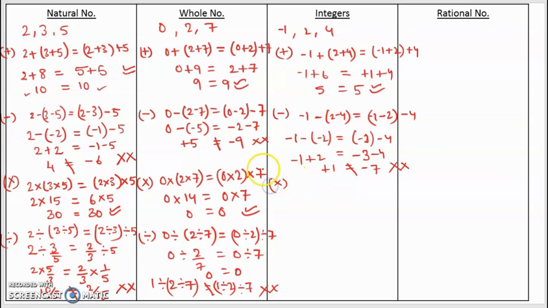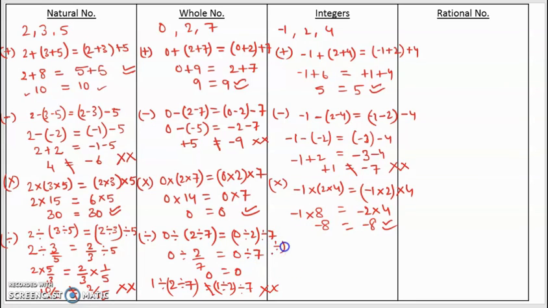Multiplication, as students you can clearly see, like other numbers, will also follow the associative property. So (-1 × 2) × 4 should be equal to -1 × (2 × 4). So -1 × 2 is -2, times 4 is -8, and 2 × 4 is 8, and -1 × 8 is also -8. So you can see that clearly it follows the associative property. So multiplication follows the associative property for integers.